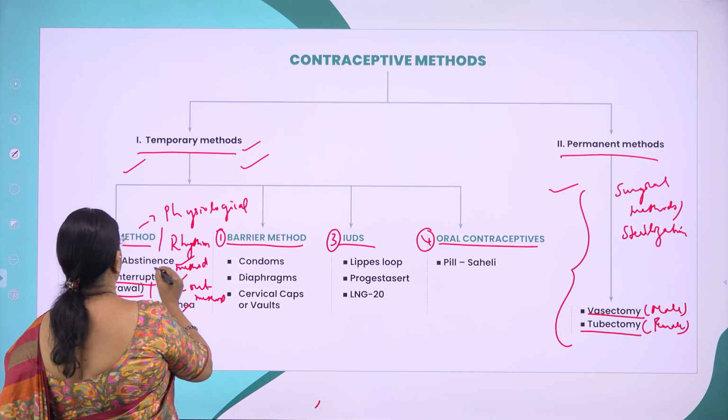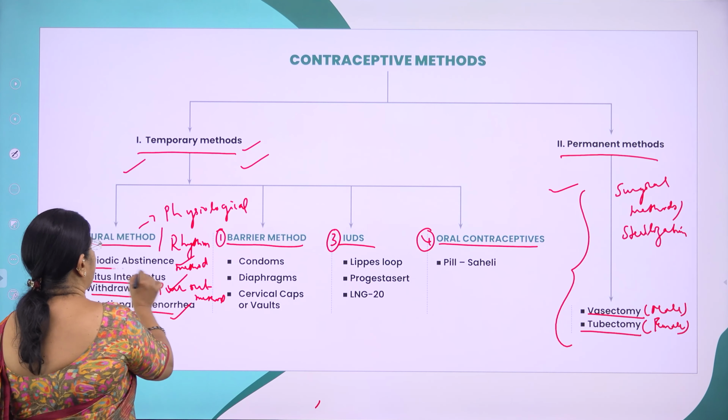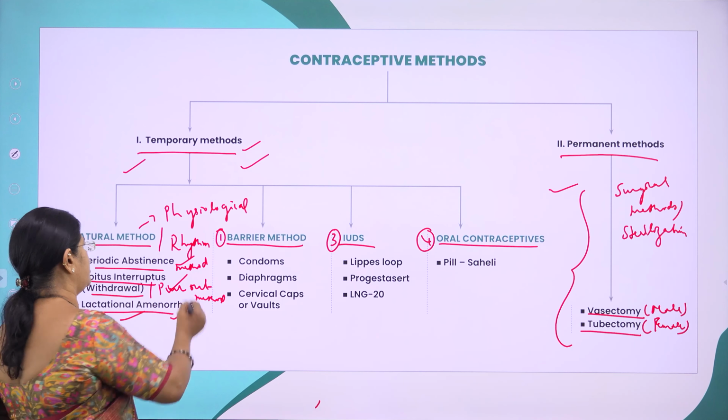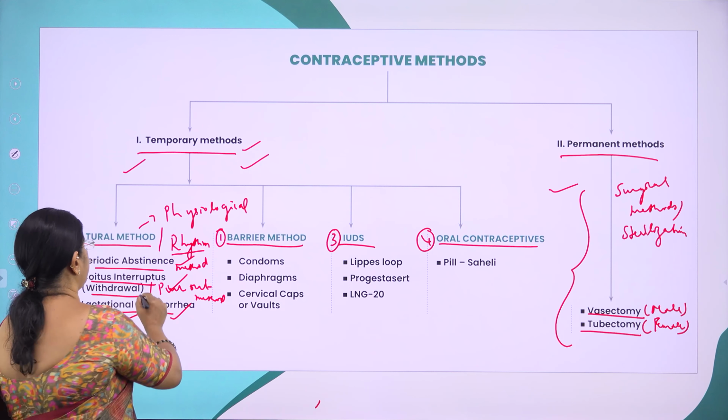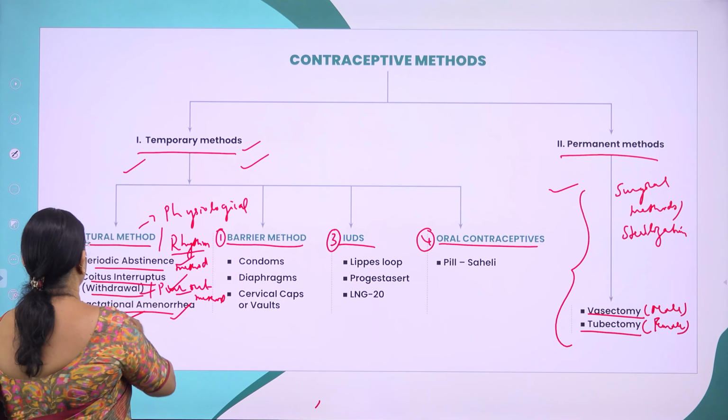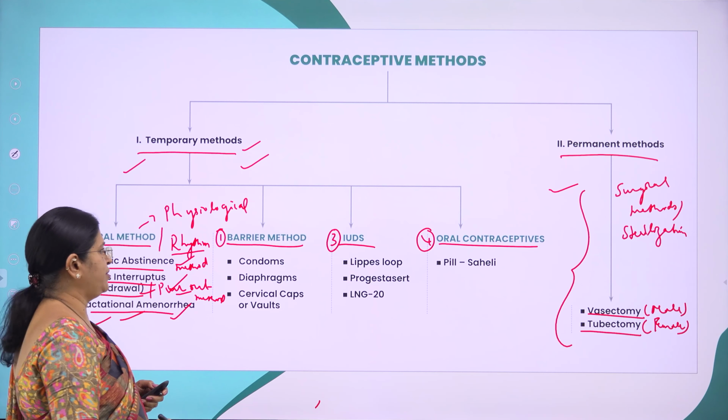Physiological method, which includes three. What are they? Periodic abstinence. Periodic abstinence is also called as what? Rhythm method. And coitus interruptus is called as what? Withdrawal method or pull-out method. And the third one is called lactational amenorrhea.